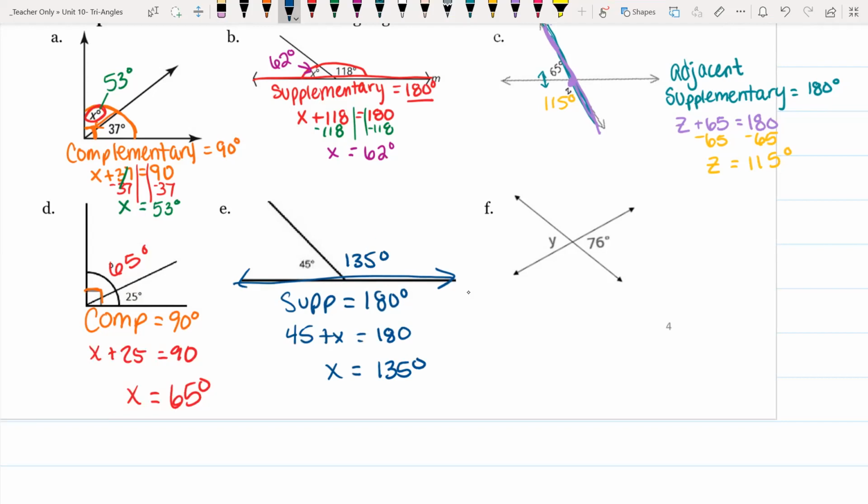Okay. Last one. So again, here's two intersecting lines. So it could either be adjacent or vertical. In this case, they're directly across from each other. So they're going to be vertical. And if they're vertical, then they're congruent. So that means that they're equal to each other, right? So if this is 76 degrees, then this is 76 degrees. So I don't have to do any math there.